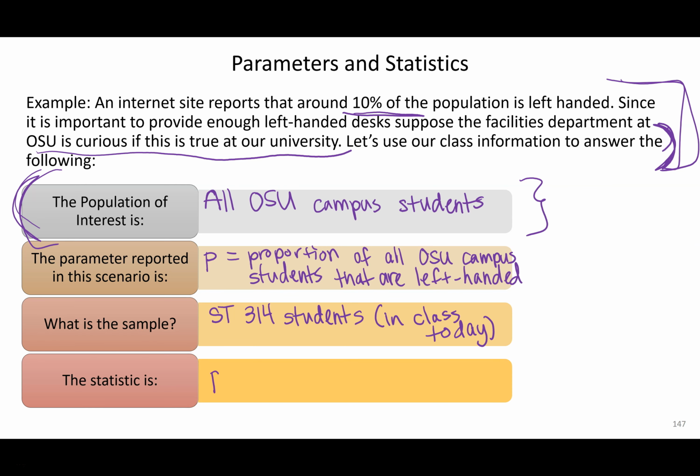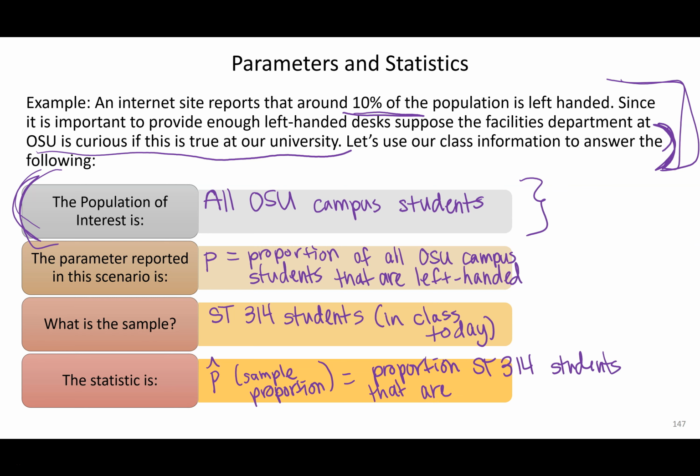So it's going to be p hat, which is my sample proportion. It'll be the proportion of ST314 students that report being left-handed.